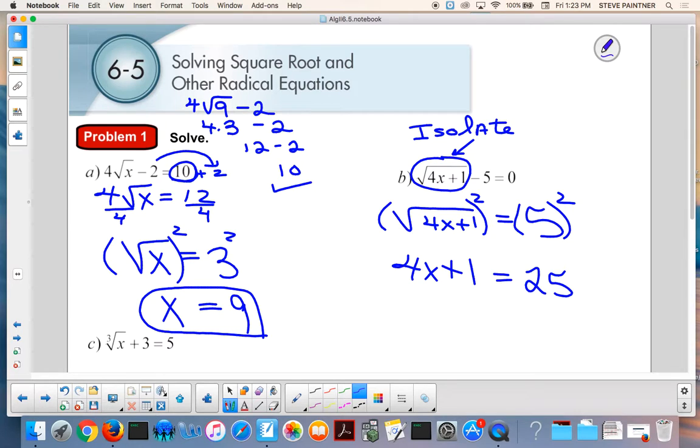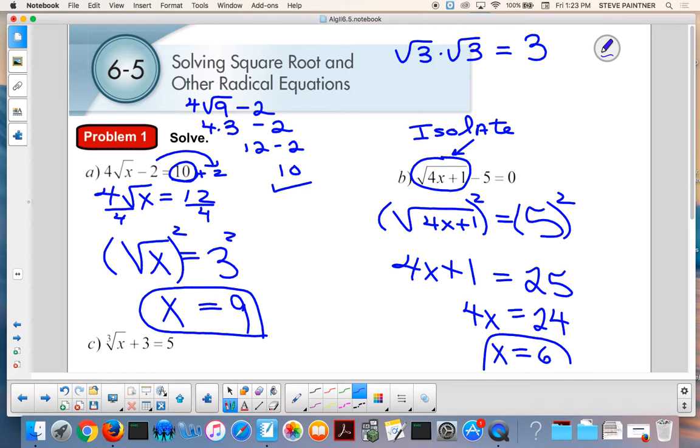Is everybody okay with this? Why it's 4x plus 1? Because you're taking the square root of a number times itself, and all you do is get the number inside. Ready? Remember this? Square root of 3 times square root of 3, what is it? It's just 3. It's the number inside. That's why it's 4x plus 1. Okay? All right, this is easy, right? Subtract 1, you get 24. Okay, and you get x equals 6. Good?